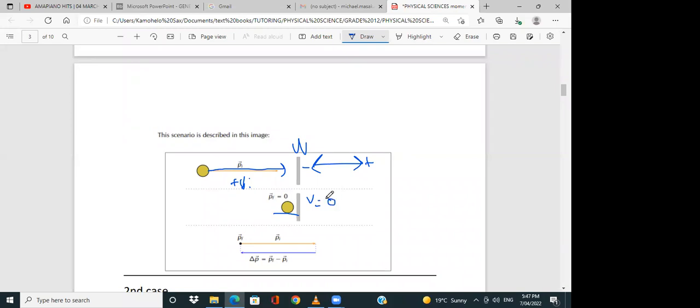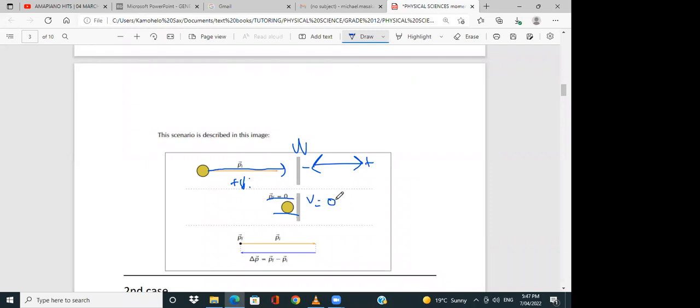That's why it stopped. Now, if it stops, what's going to happen to the final momentum? The final momentum is going to be 0 kilograms meters per second. Do not forget your SI units, guys. 0 kilograms meters per second produced from what? 0 meters per second.